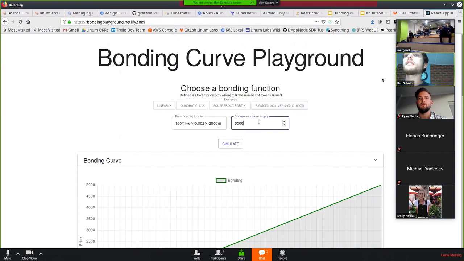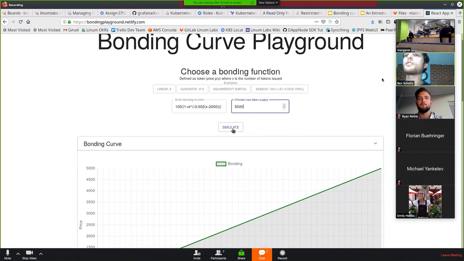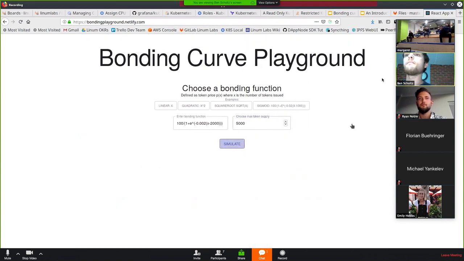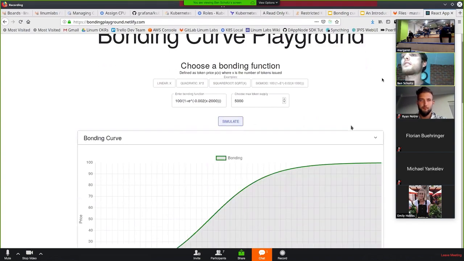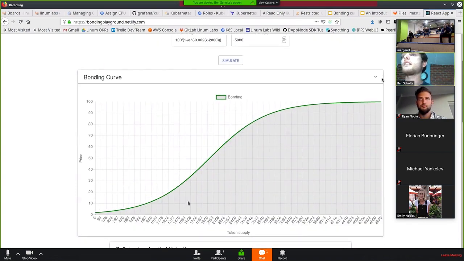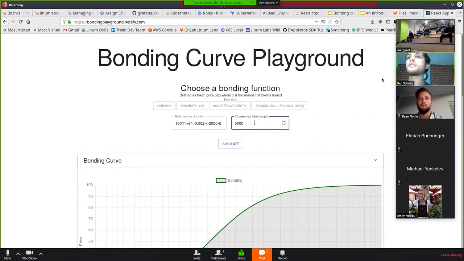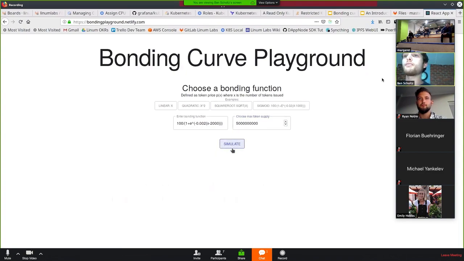So if you try sigmoid, I think if you use a token supply much bigger than 5,000, it doesn't look right, it's not scaled properly. But this is what a sigmoid looks like. It's quite a nice curve for certain curation market economic models, because it has a nice slow growth in the beginning, becomes steeper, and then it stabilizes as the market matures. So if we increase this to 5 million, it's about 5 billion with my computer managers.